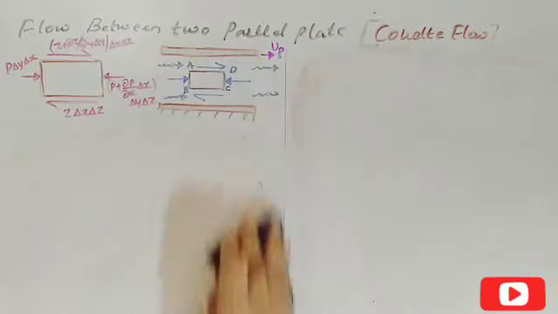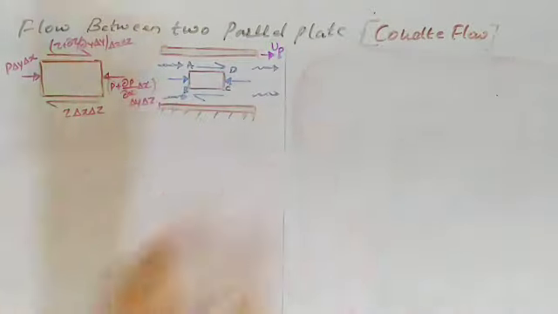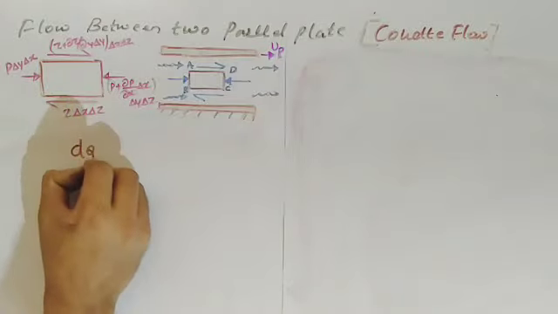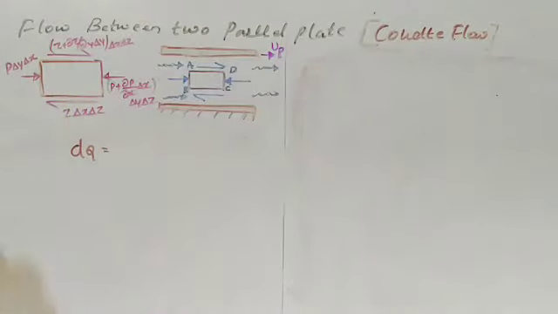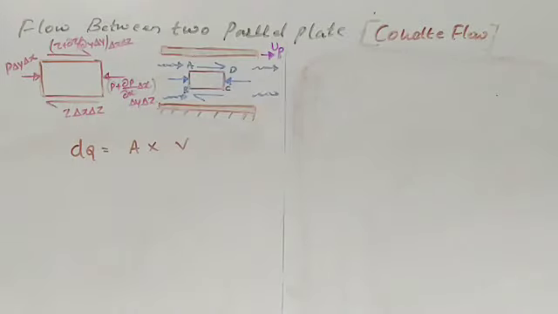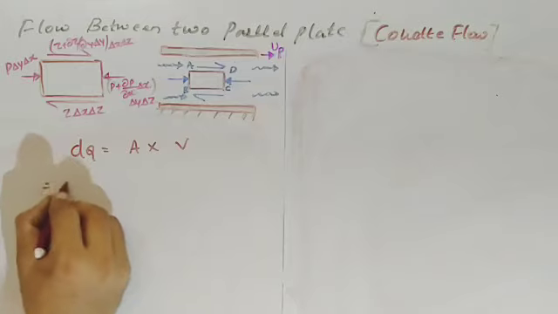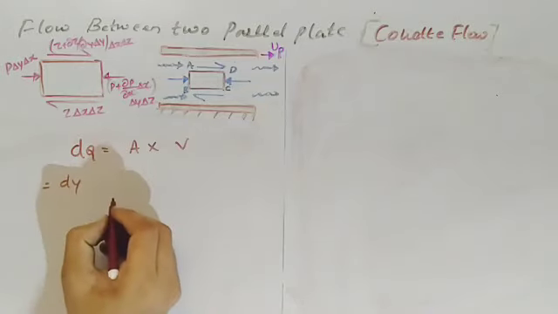Now we have derived the equations for velocity distribution and shear stress, and velocity we have identified. Now the discharge through this Couette flow, at what rate it is flowing, has to be identified. The discharge under this condition is given by dq equals area into velocity. Velocity we have already identified. The area is nothing but dy, which I will consider, and the remaining as unit area.